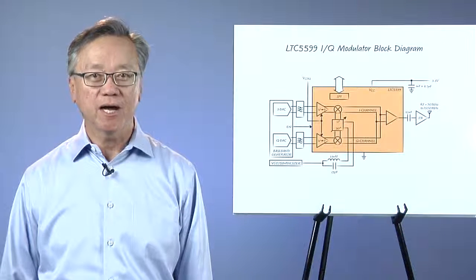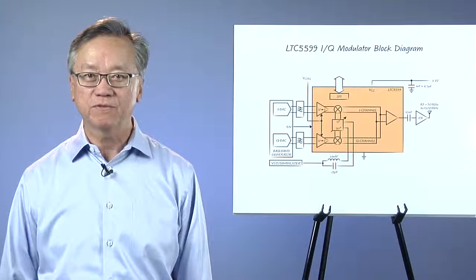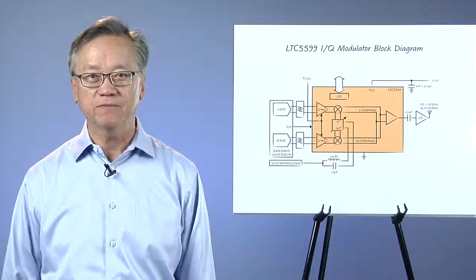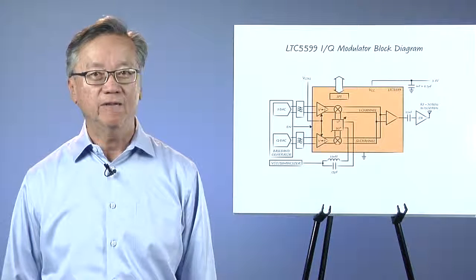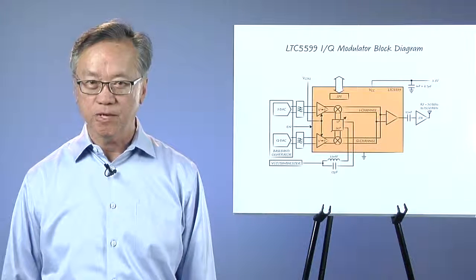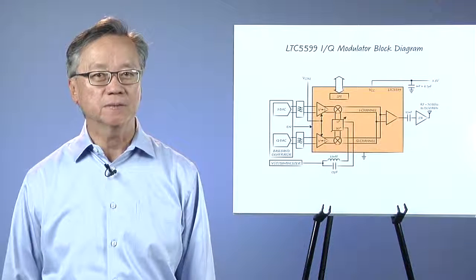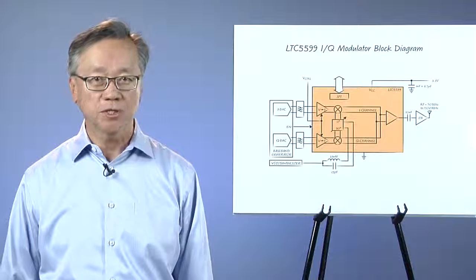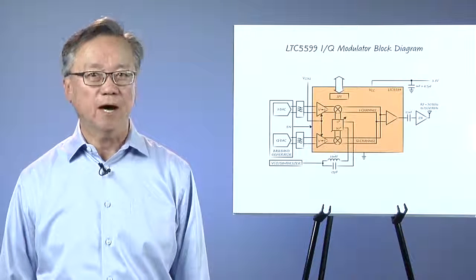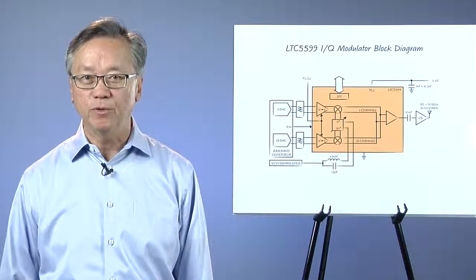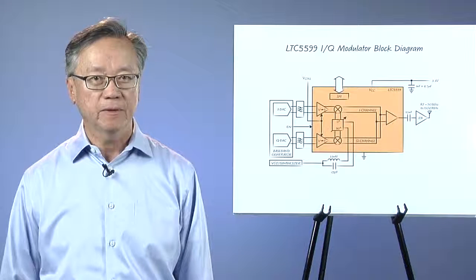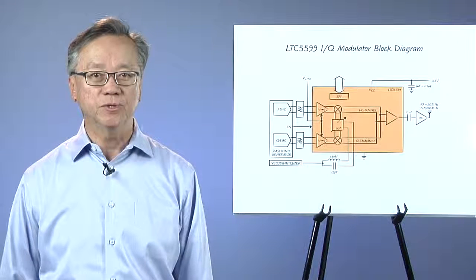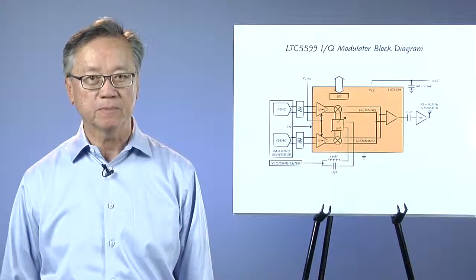I'm going to talk about how to extract the most performance from Linear Technology's LTC5599, a very low power, direct conversion IQ modulator. Such devices facilitate high order digital modulation to achieve a higher data throughput rate with minimum spectral bandwidth, thus allowing more efficient use of the frequency spectrum.